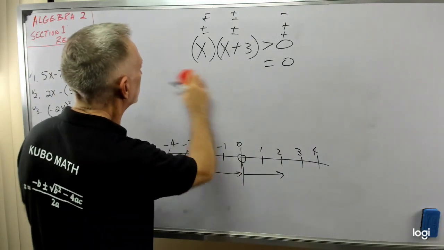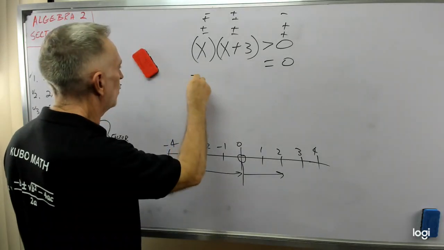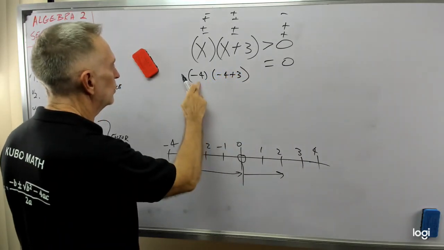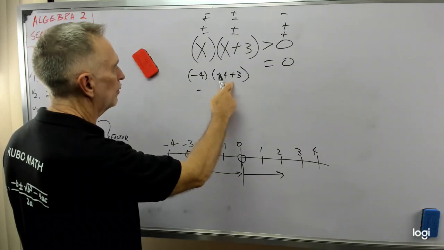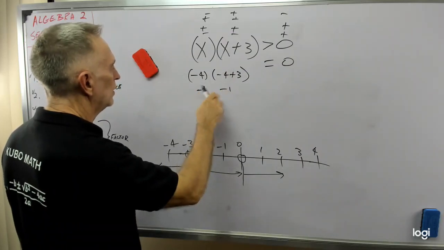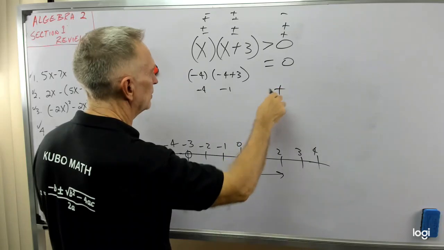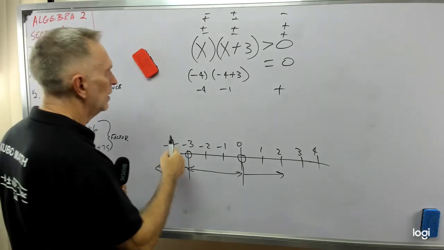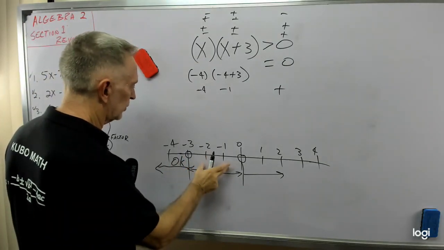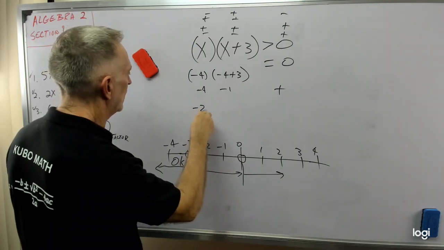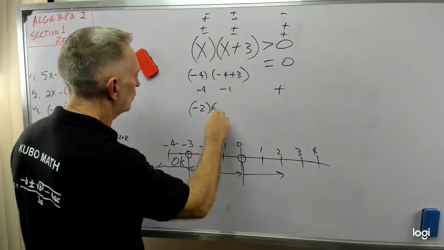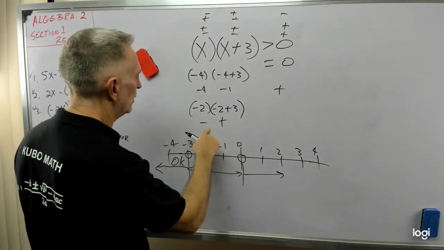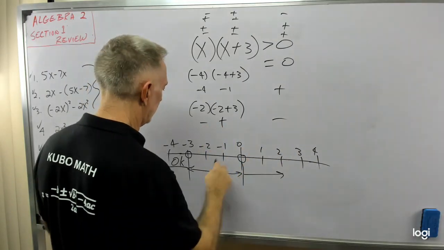So if I plug those in, I have a negative 4, let's say, and negative 4 plus 3. So this negative 4 obviously is negative. Negative 4 plus 3 is a negative 1. So negative times negative is a positive. So that's okay. Numbers out here are okay. All right, what about in this region? Let's say negative 2. So I have a negative 2, and then a negative 2 plus 3. So this is negative. Oh, but that's positive. Positive times a negative gives me a negative. That's bad.